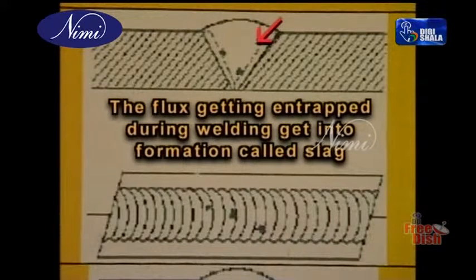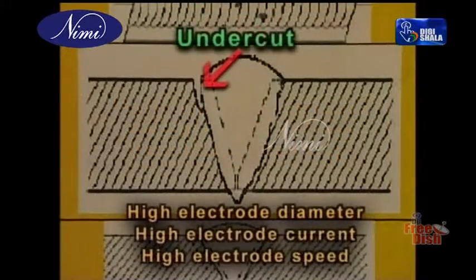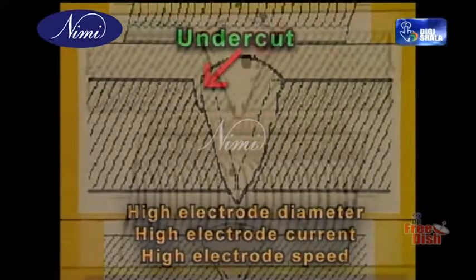The flux, due to the narrow root gap, getting entrapped during welding so that it forms a deposit, is called slag. Undercutting is due to high electrode diameter. High electrode current, also high electrode speed, will lead the way to a groove like this. So this is called undercut, which has to be avoided.